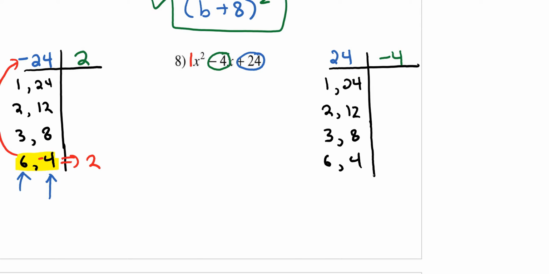Now, I'm going to stop there because when I look at all these numbers, 6 and 4, 3 and 8, 2 and 12, 1 and 24, none of those combinations can help me get to a -4. So I can't think of two numbers that multiply to 24 and give me a 4 combination. So for this one, I'm sorry, but we actually can't factor because it's impossible to find two numbers that multiply to 24 and combine to give me a 4. So that one we can't factor.